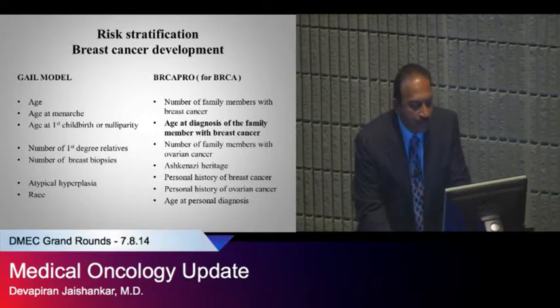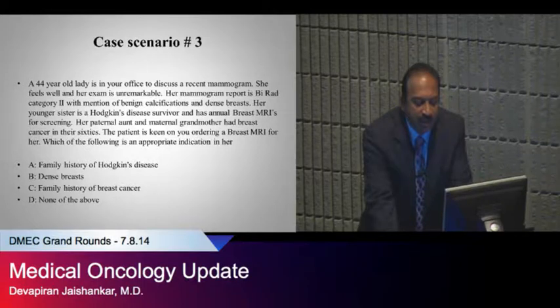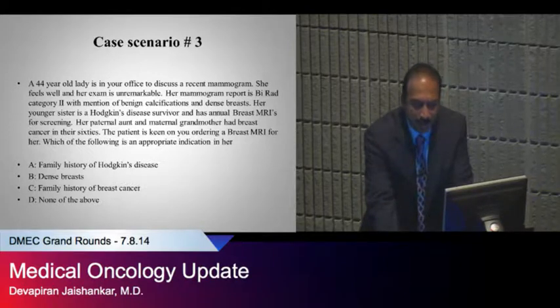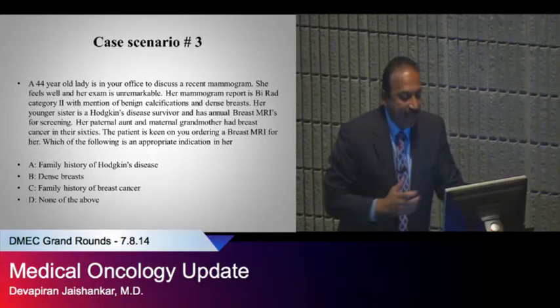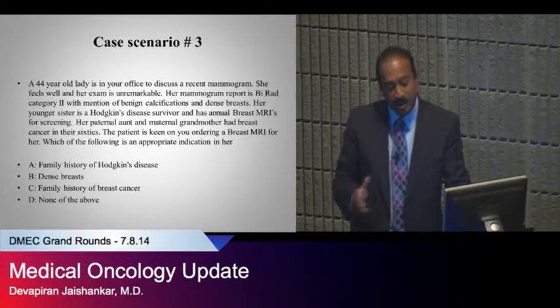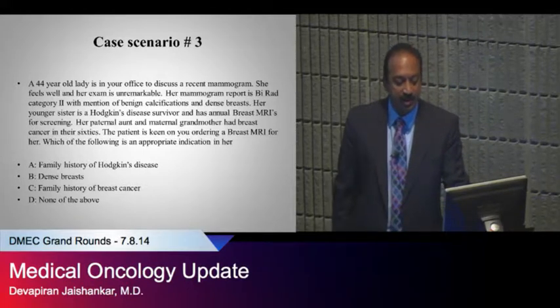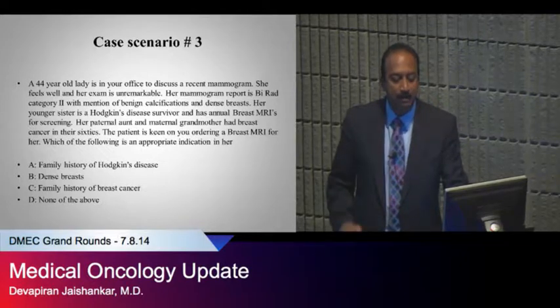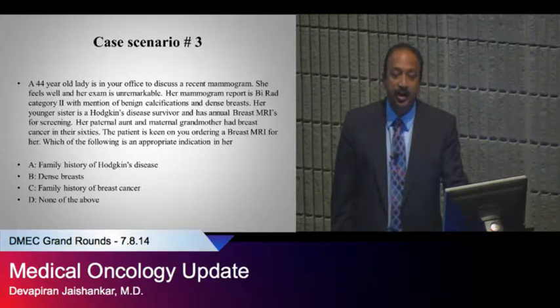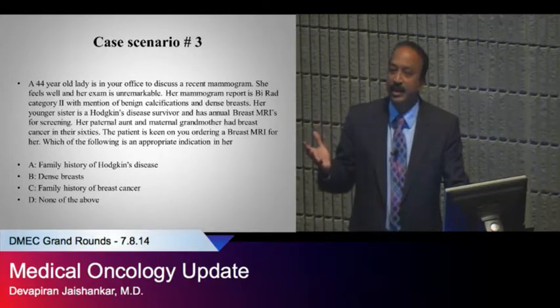Case scenario 3, 44-year-old lady is in your office to discuss a recent mammogram. She feels well. Mammogram is unremarkable. The mammogram report is BI-RADS category 2 with mention of benign calcifications, dense breasts. Here we go. Her younger sister is a Hodgkin's disease survivor and has annual breast MRIs for screening. Her paternal aunt and maternal grandmother had breast cancer in the 60s. The patient is keen on you ordering a breast MRI for her. Which of the following is an appropriate indication in her? So this is a breast MRI screening question.